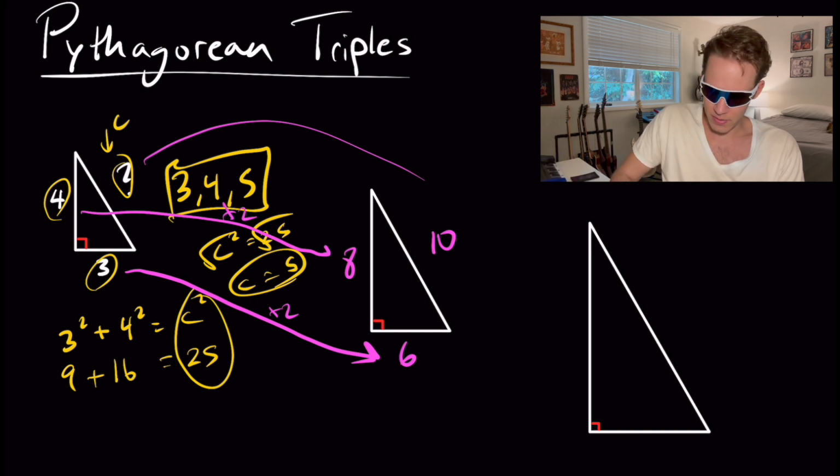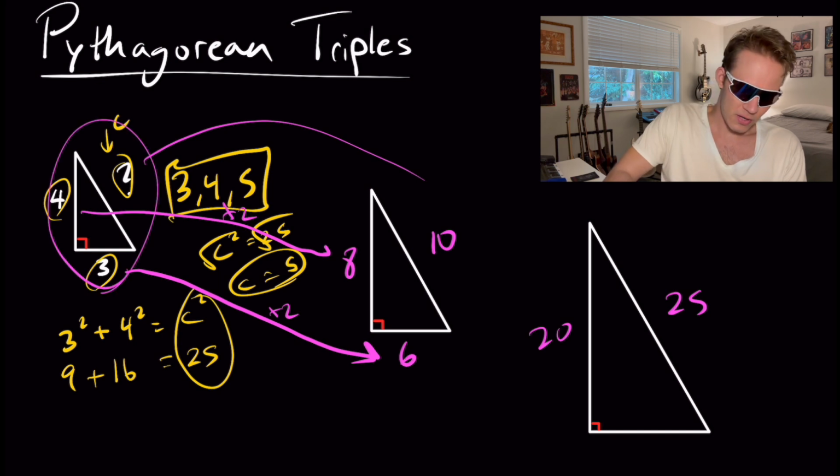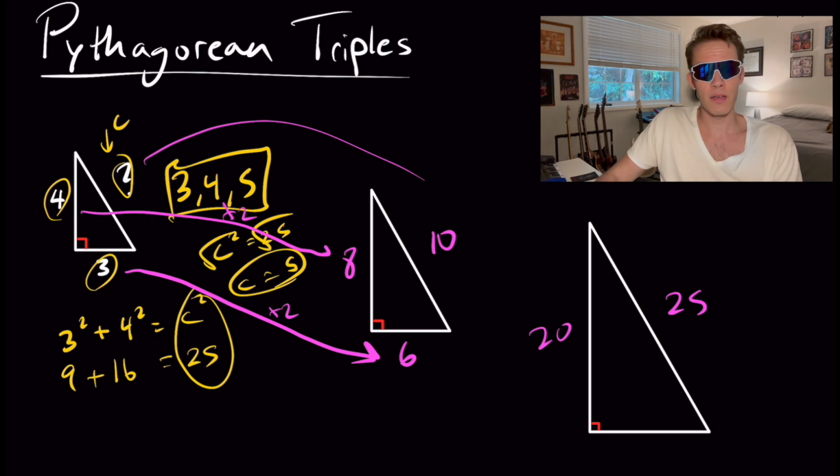So maybe if this was 25 and then this was 20, it looks like we're multiplying the original 3, 4, 5, all the side lengths, by 5. So that means this one down here is going to be 15.